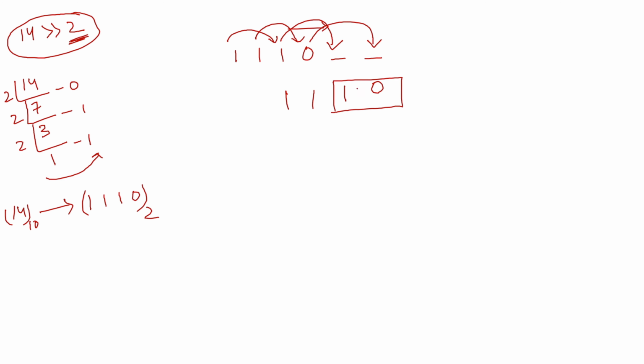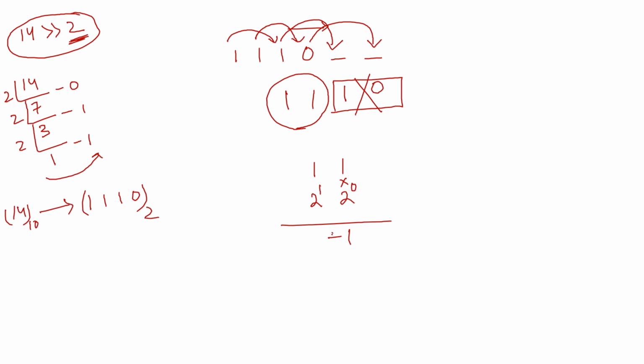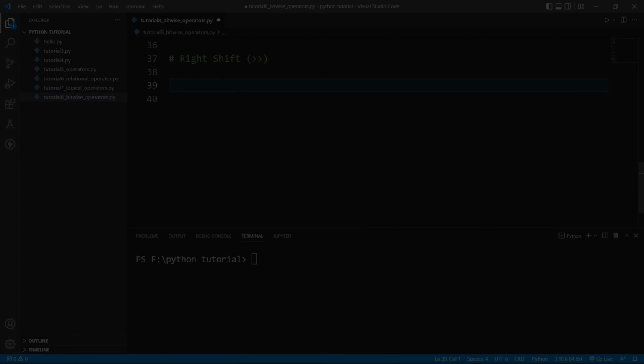So these bits are ignored, and the remaining bits are our answer. The remaining bits are 1 1. If I convert this 1 1 into its decimal form, I write 2 to the power 0 and 2 to the power 1. 2 to the power 0 is 1, 1 into 1 is 1, plus 2 to the power 1 is 2, 2 into 1 is 2, so 2 plus 1 is equal to 3. That means whenever we do 14 right shift 2, the answer will be 3.